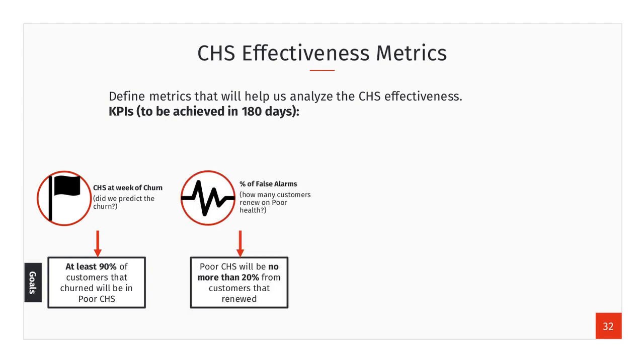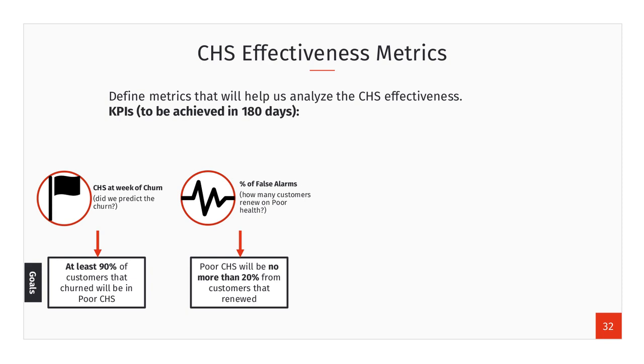The second KPI is the percentage of false alarms. How many customers chose to renew, and we marked them as poor. So my target was that the poor customer health score will be no more than 20% of customers that renewed with us.